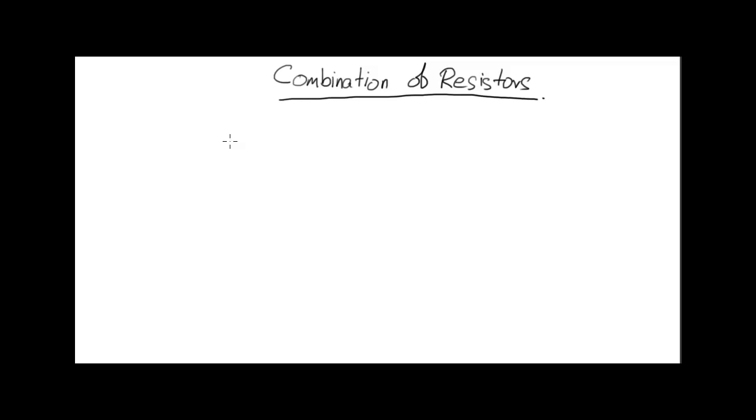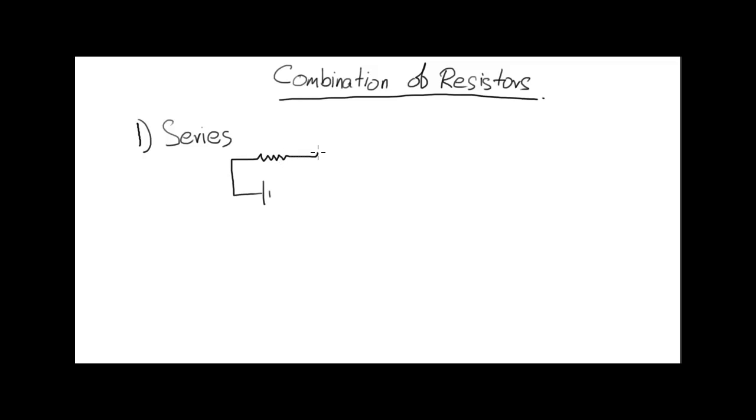So, as a continuation from current electricity, today we are discussing only combination of resistors. And normally resistors come in two combinations. The first is called series, and let's start by discussing that. Series occurs when resistors are joined end to end. Let me explain what that means.